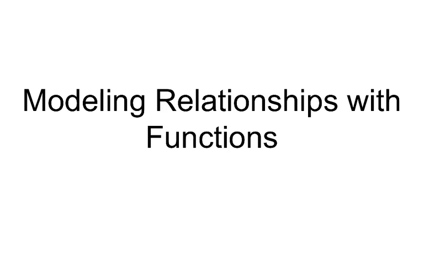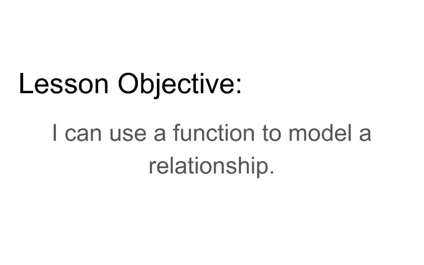Today we're going to talk about modeling relationships with functions, and what that means is we're going to look at real life problems and turn those into slope-intercept equations. We're going to plot them on a graph, that kind of thing. The only way to go about this is to just try a few so you can get a feel for it. By the end of this lesson, your lesson objective is this: I can use a function to model a relationship. So you can write a function in slope-intercept form that models a specific real-life relationship.